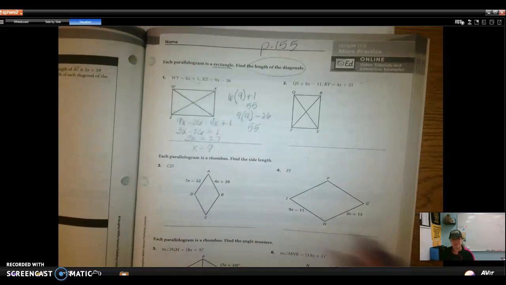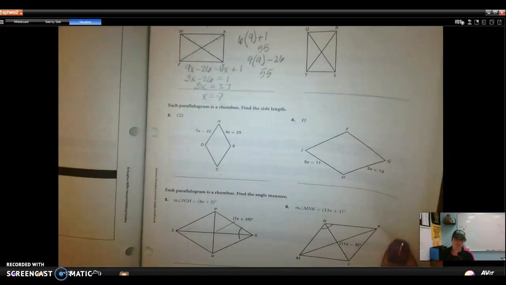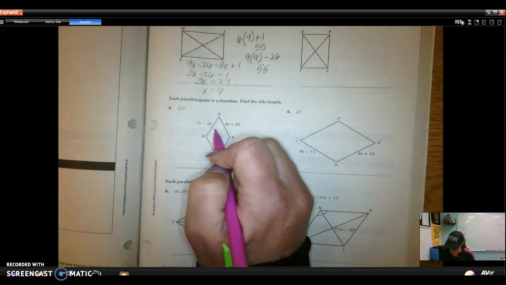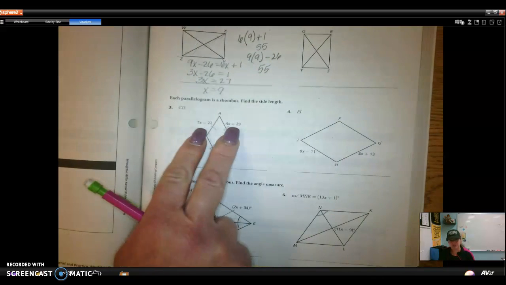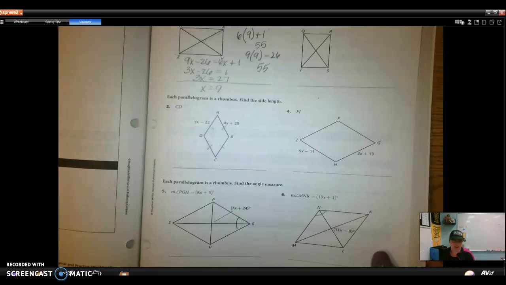All right, I'm going to skip number 3, but number 3, if it's a rhombus, remember, all of the sides are going to be equal to each other. So just set them equal to each other and see what you get for x.